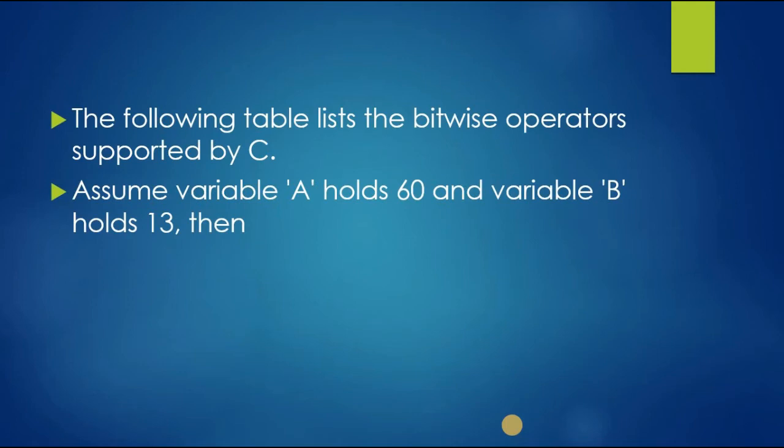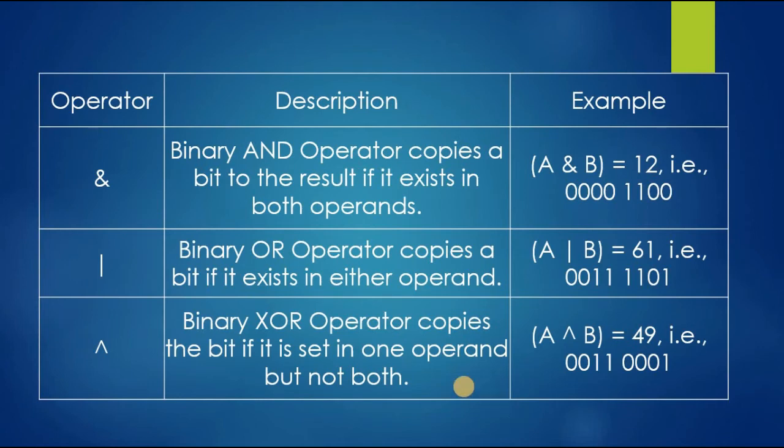The following table lists the bitwise operators supported by C. Here we assume A holds 60 and B holds 13. Then we get the result here. First we will see the AND operator. AND operator copies a bit to the result if it exists in both operands. Here, for the AND operator, we got the result as 12. In binary format, we have written 12 here.